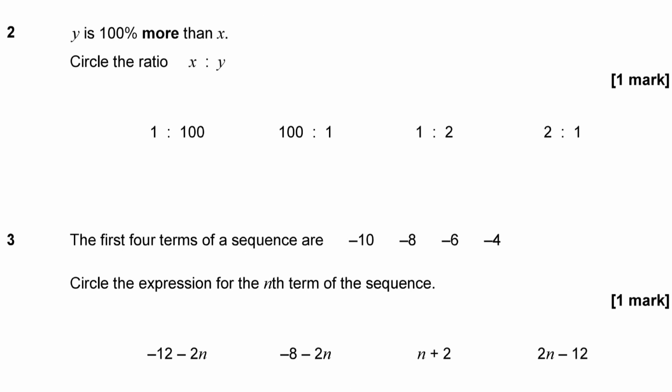Question 2. Y is 100% more than x. Circle the ratio x to y. Okay, so we always start off with 100%. So if x is 100, then y is going to be 100 more than that. So y is going to be 200. And that is the same as 1 to 2. So the correct ratio is that one.